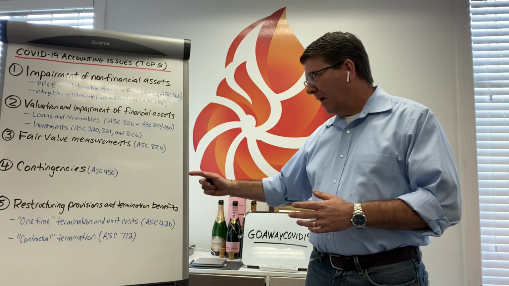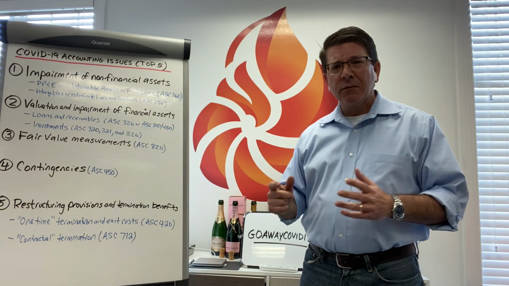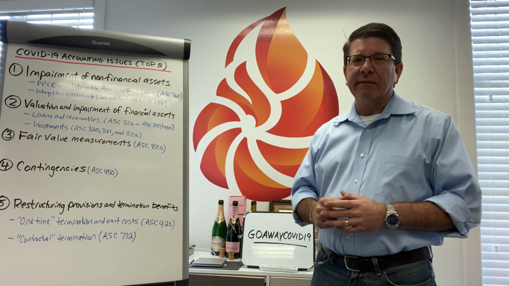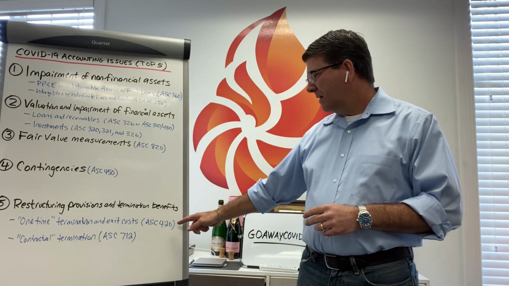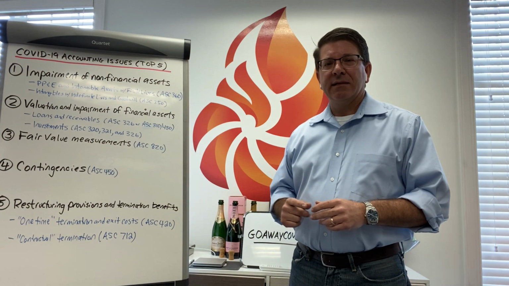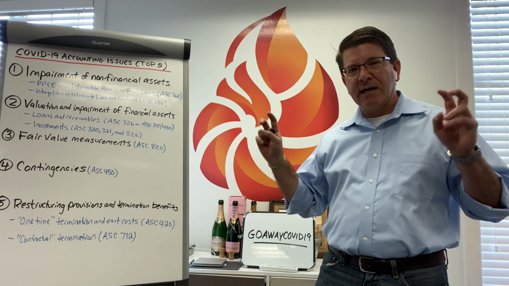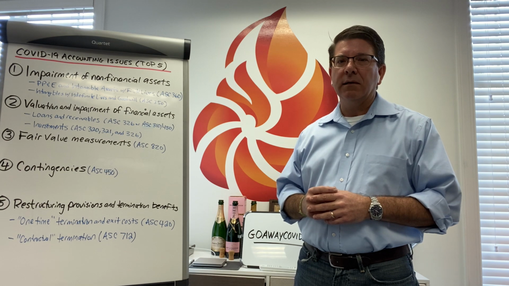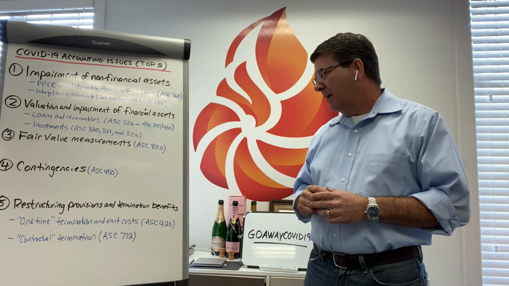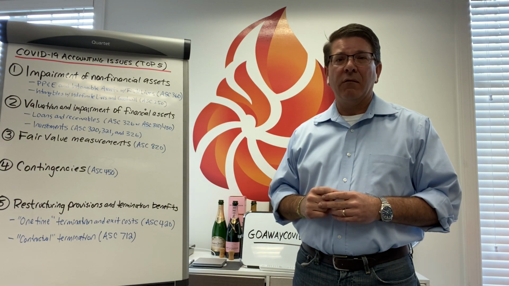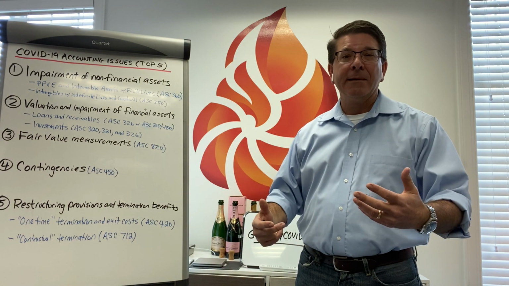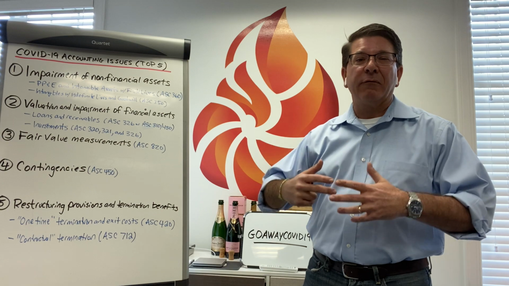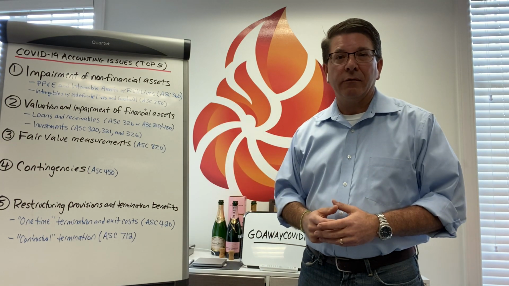But if you're a company, just a reminder that with restructuring provisions and termination benefits, there are really two rules you have to look at. One is ASC Topic 420, which is sort of the one-time termination benefits and exit costs. And then the other one is ASC Topic 712, which is sort of your contractual termination for an ongoing plan. And those two rules have different recognition thresholds.